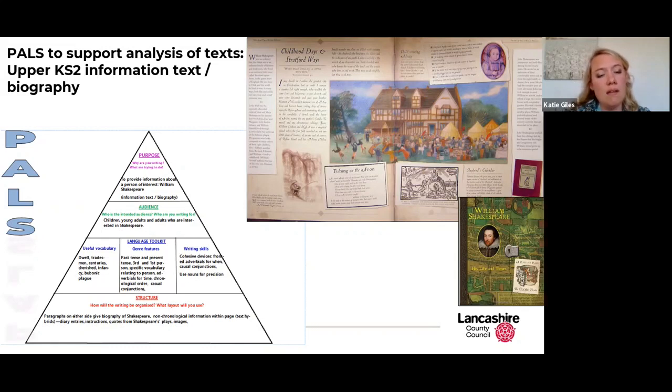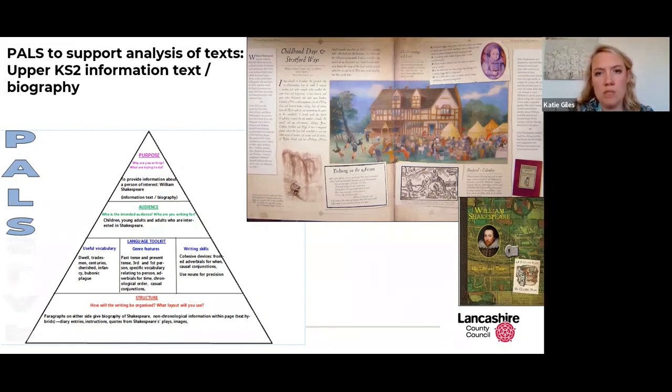Okay. In terms of how that text has been structured, it's a little bit different to the one that we looked at that might be for lower key stage 2, in that we have the main biography on the left and the right hand side of this double page spread. So that is the part that is written in third person and is written in chronological order. But then within the centre of this page, we also have some non-chronological information as well.